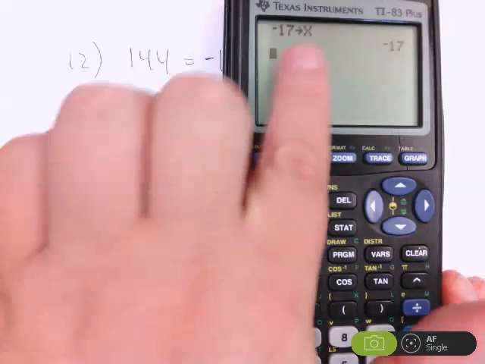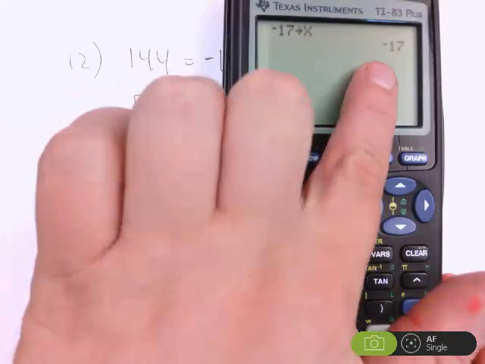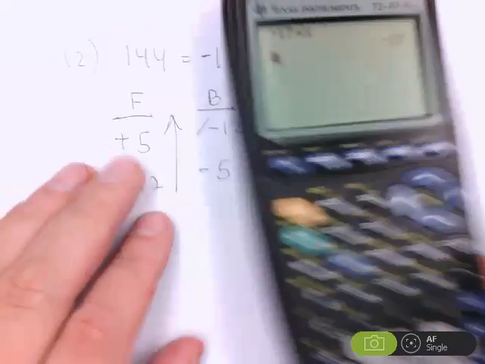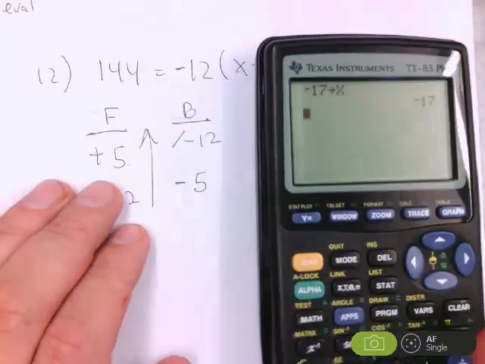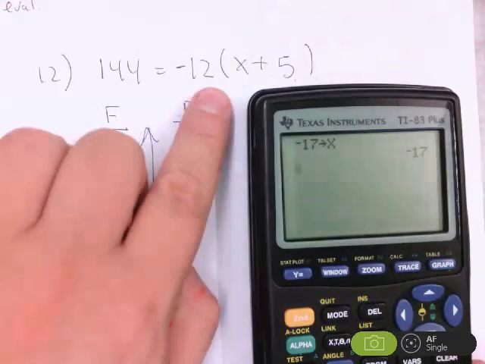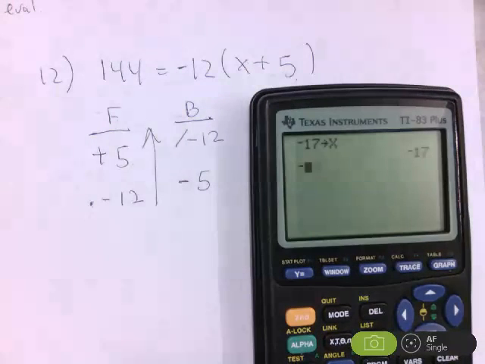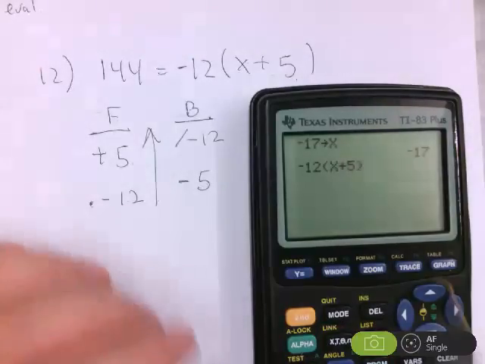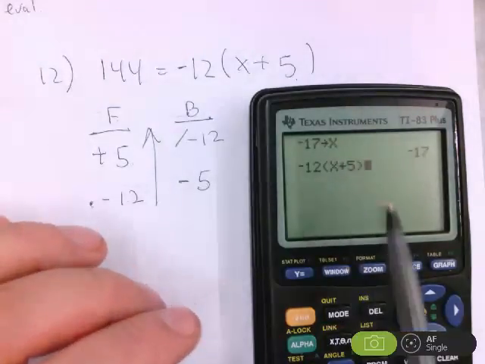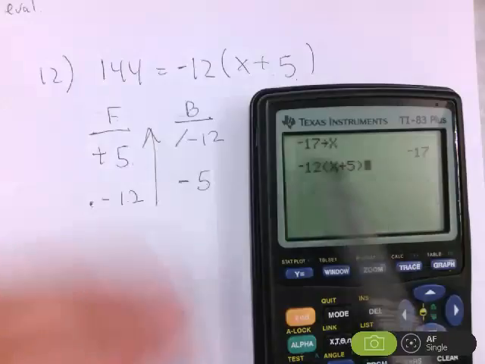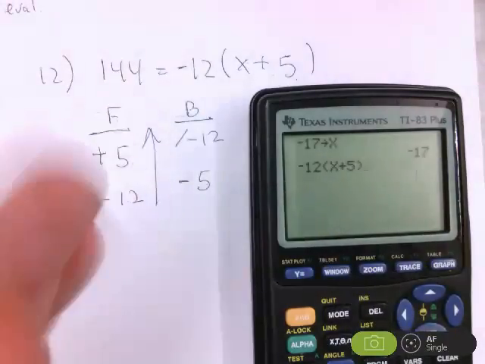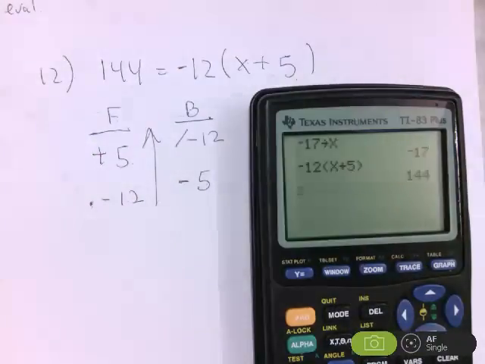That means I took this negative 17, I put it in this X, and the calculator is holding it for me. Now I'm going to make my screen look just like this expression on the right side: negative 12, and then X plus 5. When I press equals on my calculator, my hope is I'm going to get a positive 144. If I do, I'm feeling pretty good that I'm right. And I did, so that worked. Nice. We'll do some more complicated examples in the next video.